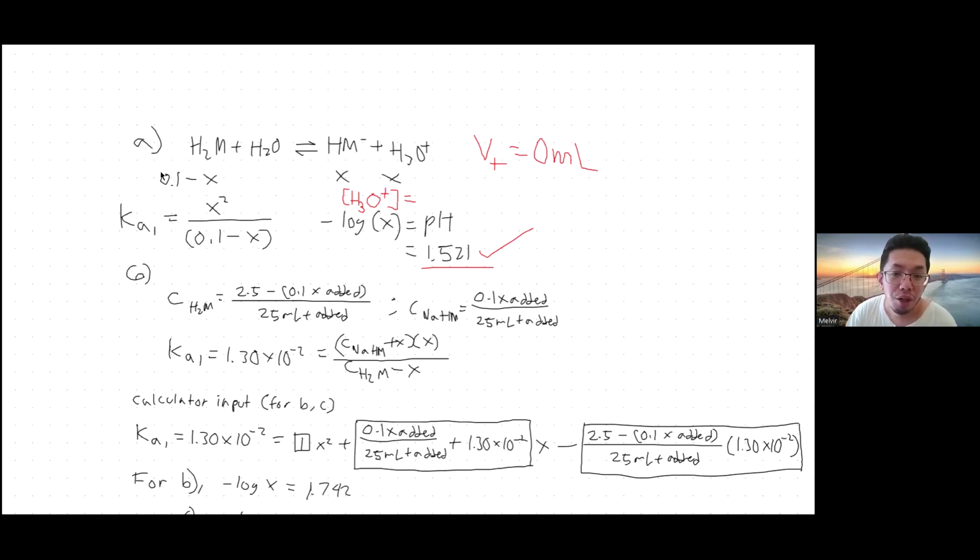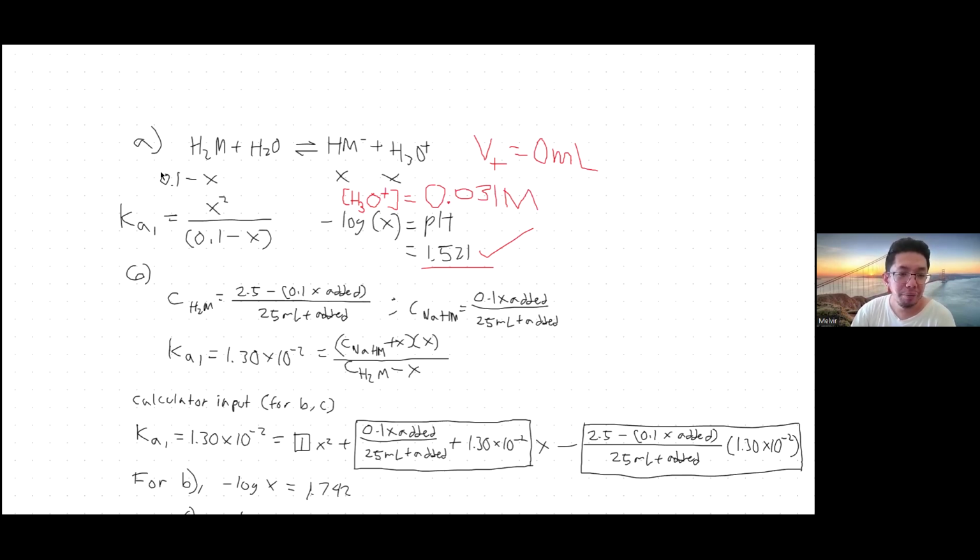So, for letter A, you'll have 0.031 molar. That will be your concentration. Okay, for letters B and C, let's combine them.